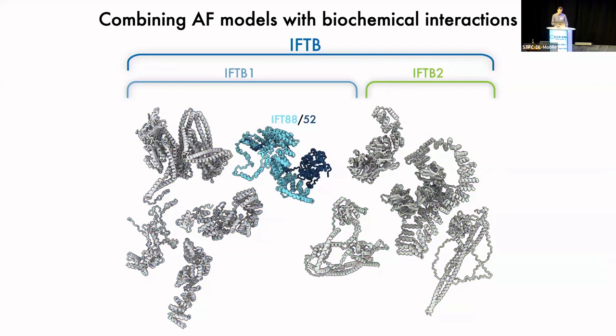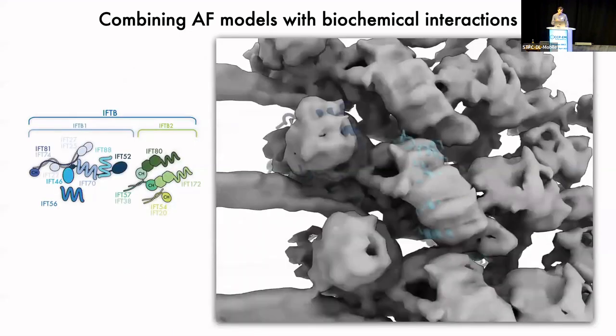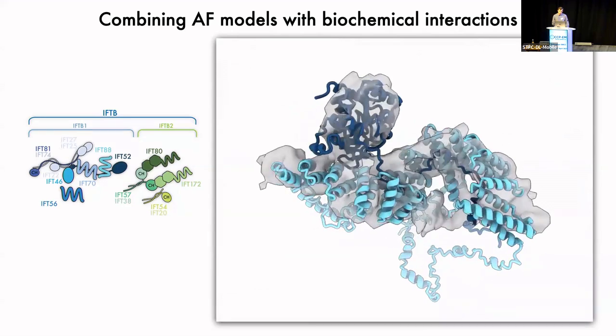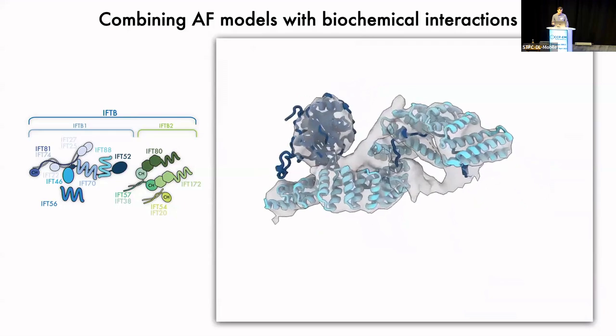So the first protein that we fit was IFT88/52. IFT88 is a TPR superhelix. So this density was quite obvious just from visual inspection. We could fit this minor complex into the density. We used NAMDinator, molecular dynamics flexible fitting, to fully refine it into our density.